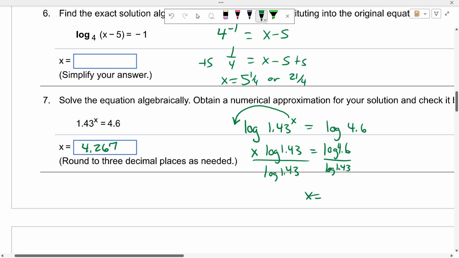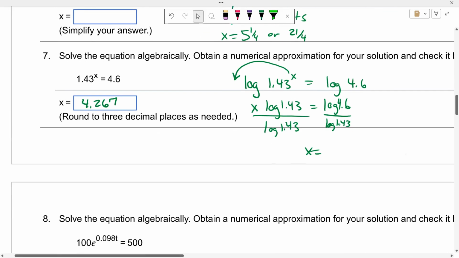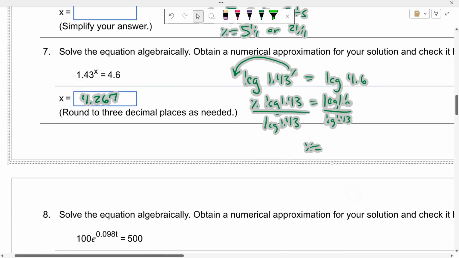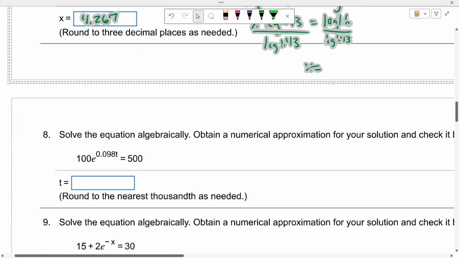So if you took 1.43 to the 4.267 power, it'd be somewhere really close to 4.6. That's what we're doing. That's a basic use of logs today, is getting variables out of the exponent.